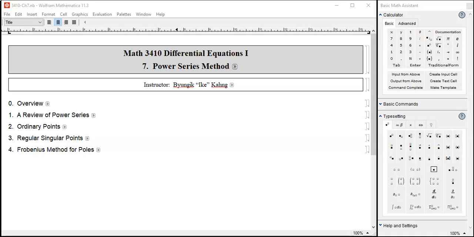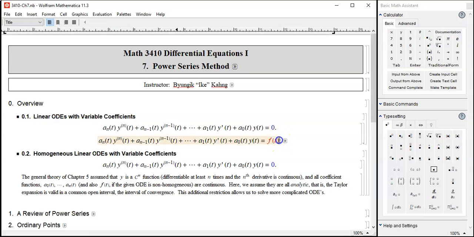Chapter 7 of our textbook covers the power series method. Here's an overview. This is the general structure of a linear ordinary differential equation with variable coefficients. In general, we assume all coefficient functions a0, a1, a2, and so on are continuous, and so is f of t, the non-homogeneous part. Why continuity, by the way?